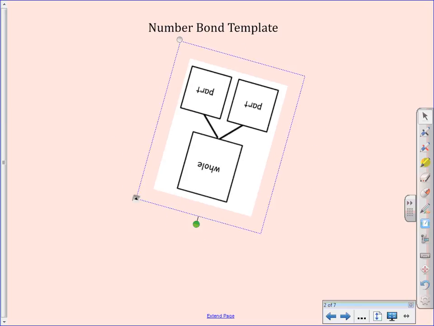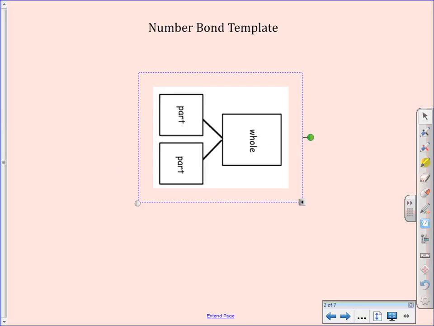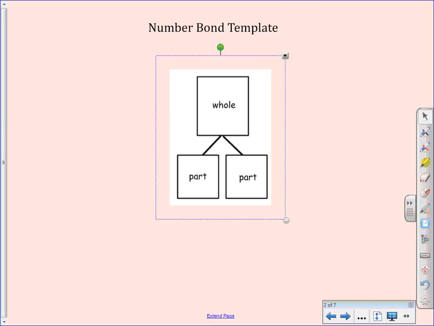It can also be turned completely upside down, where the whole is at the bottom and the parts are at the top. Or it can be turned to where the whole is to the right and the parts are to the left. Children should be familiar with each and every one of those orientations, so that when they're given something to do and it's turned a different way, they'll be familiar with it.